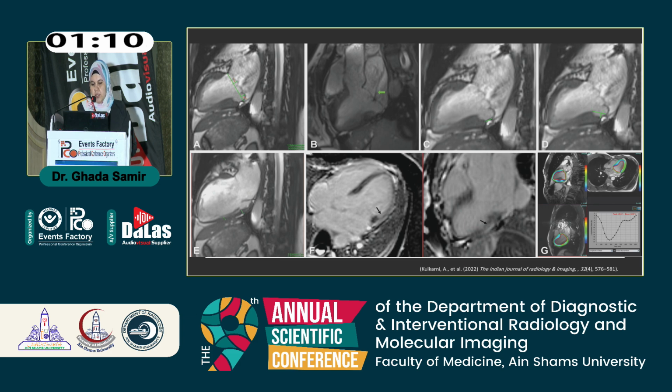mitral valve prolapse. This is a case of CMR in a patient presenting with a bileaflet prolapse, with anterior and posterior mitral valve prolapse, and you can also measure the distance. Also here you can assess the mitral valve regurgitation, and we can quantify how severe the mitral regurgitation is. You can also estimate the distance of the mitral annular disjunction.